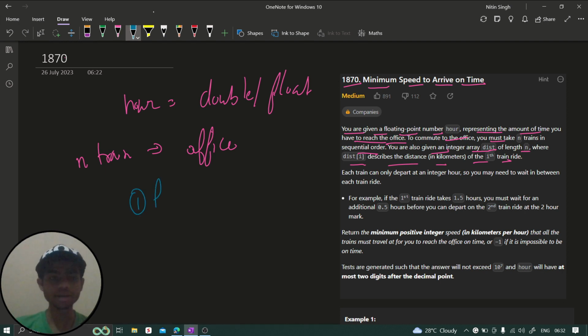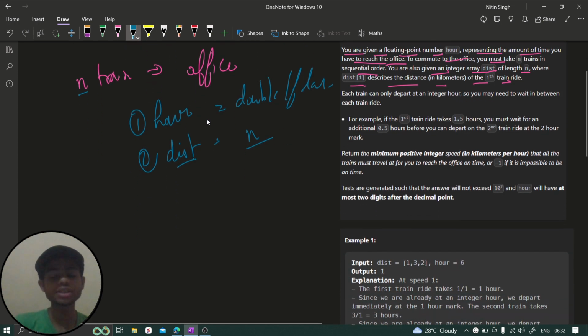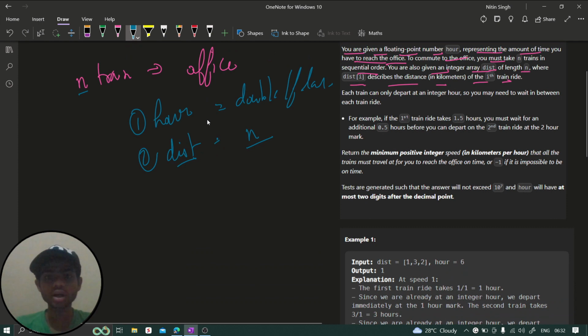So two things are clear. First thing is that we are given one input hour, which is a double or float. And second is this dist array, which is an array of integers, of length n. n is the number of trains. This distance array will tell us, for each train, what distance that train is going to cover. Simple. So let's say the distance array is looking like 1, 2, 4, and again 1.